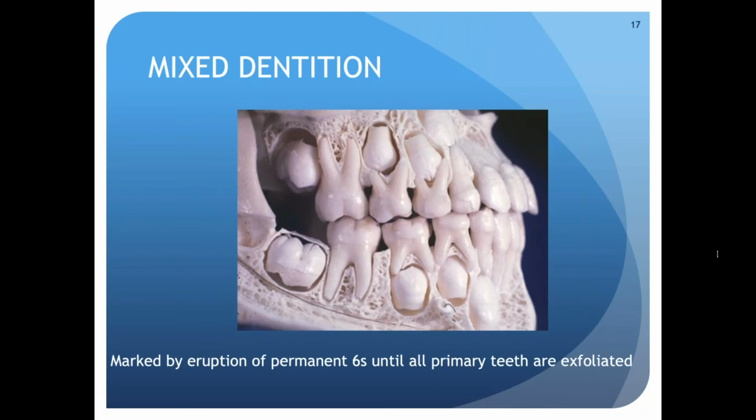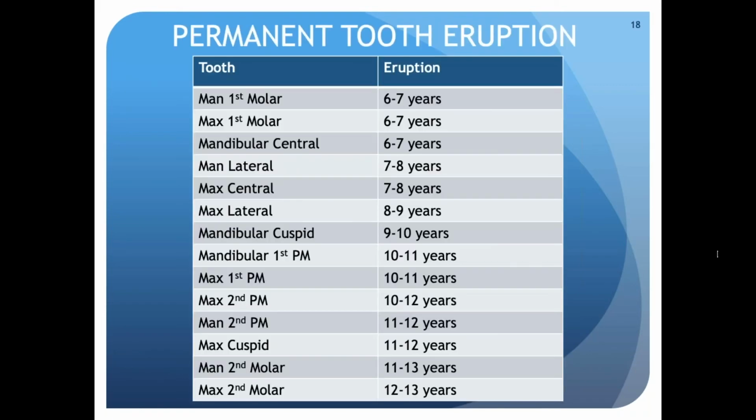So let's talk about mixed dentition. That's marked by the eruption of our permanent 6s until all of our primary teeth are exfoliated. So again, chart, lots of numbers. Let's just think about patterns here. The first one that's going to erupt in our permanent dentition is our first molar. So our mandibular first molar and our maxillary first molar at about 6 to 7 years.